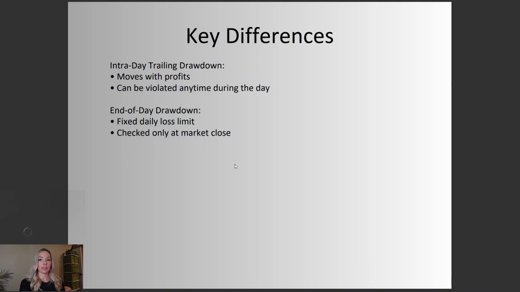So the key differences. Intraday trailing drawdown moves with your profit and can be violated at any time. And then end of day is a fixed daily loss limit.